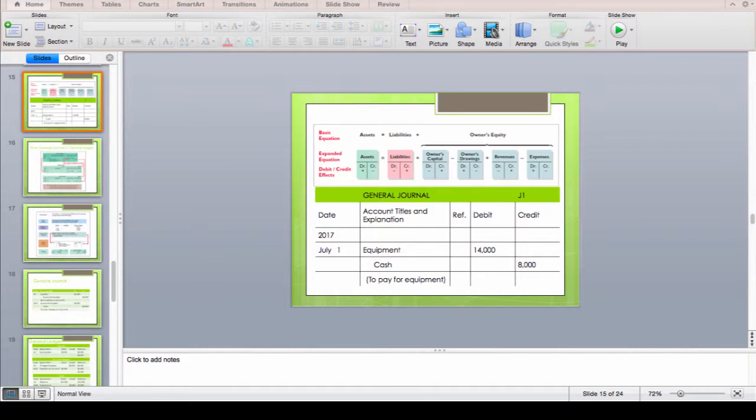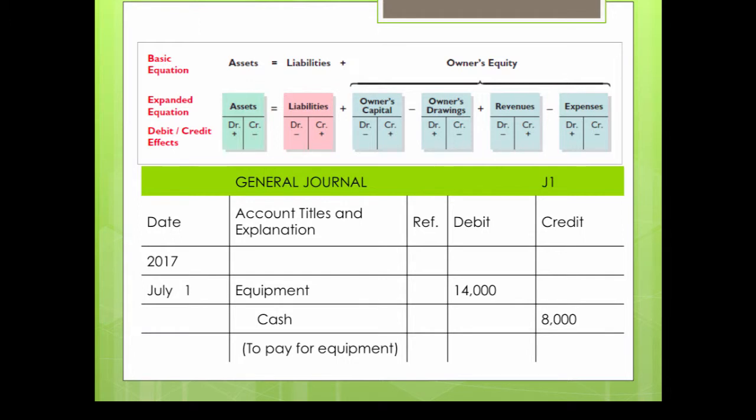Okay, and so let me put this in the slideshow. This visual shows a complete journal entry, just as down here. You have the date of the transaction, the account titles, and the amounts to be debited and credited. And one thing you notice is that the first line is not indented. This is the first transaction here for equipment. But the second line is indented, the line for cash.